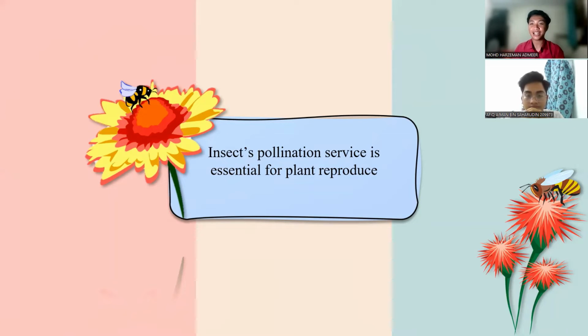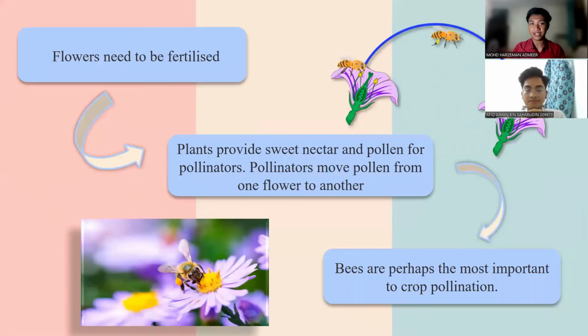That's right. That's because of insects. Insect pollination service is essential for plant reproduction. First of all, flowers need to be fertilized so they can make new seeds. Fruits and nuts are needed to grow seedlings and spread to new areas. Basically, plants provide sweet nectar and pollen for pollinators. In return, pollinators move pollen from one flower to another, fertilizing the plant so it can produce seeds.